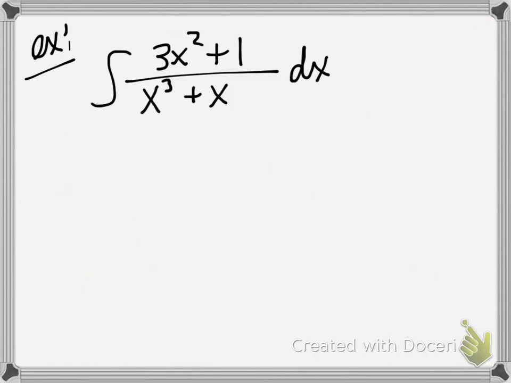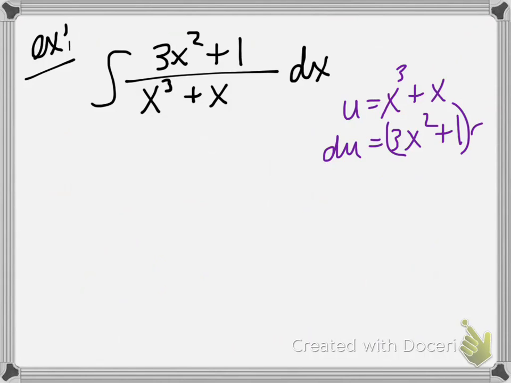Okay, let's check this one. Is the numerator going to be the derivative of the bottom? Well, let's see. If I let the denominator be u, which sometimes we do, then the derivative of that would be 3x squared plus 1 dx. Well, look at that. So this is the du. I can actually replace it and put it as du if I want to.